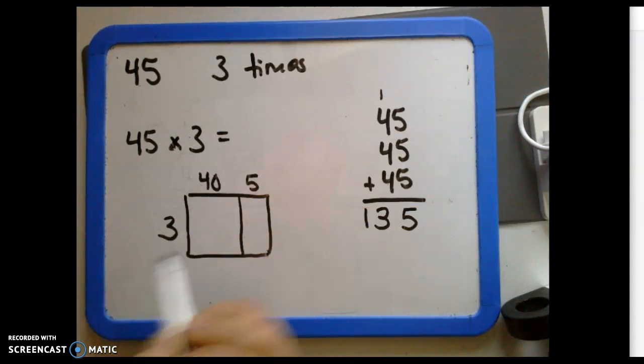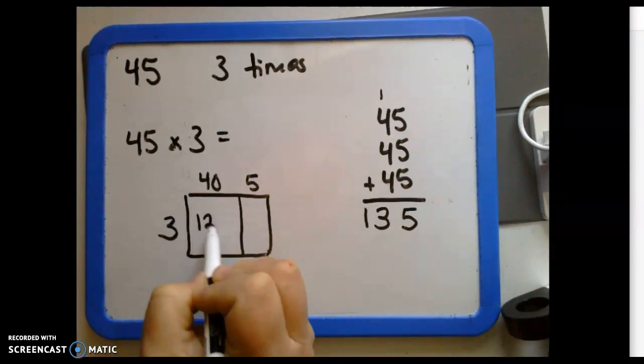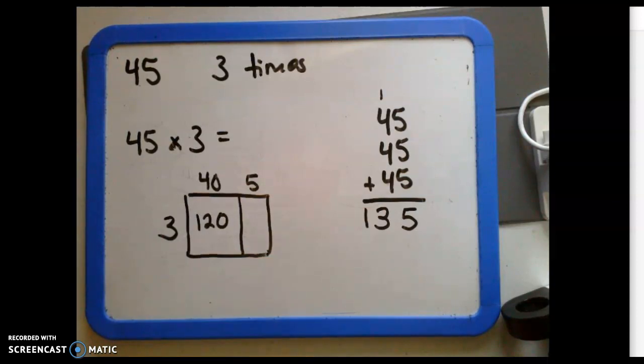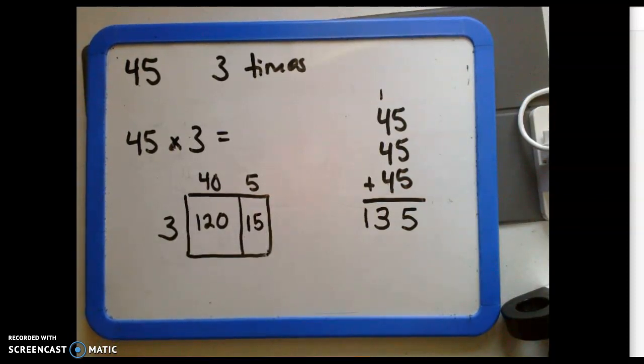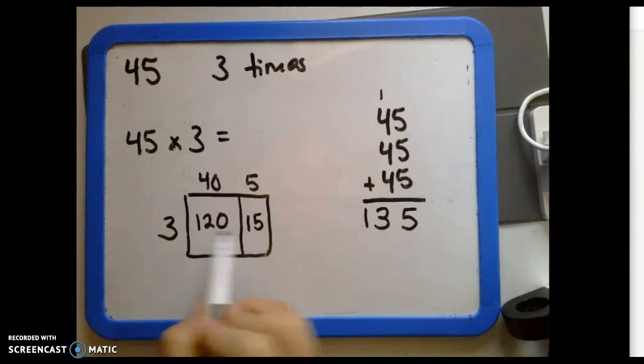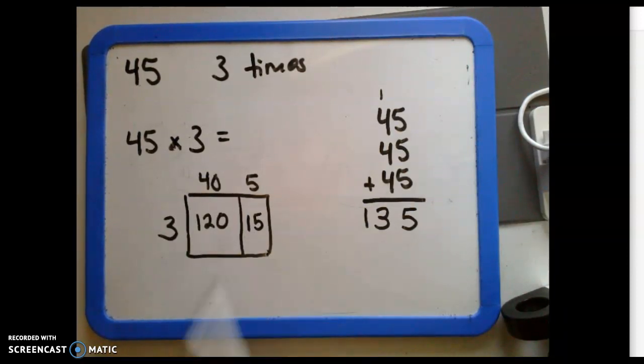3 times 40. Well, 3 times 4 is 12, and I'm going to add that 0 to my answer. And then 3 times 5, 15. My third step is to add. So I'm going to add my partial products together, 120 and 15.